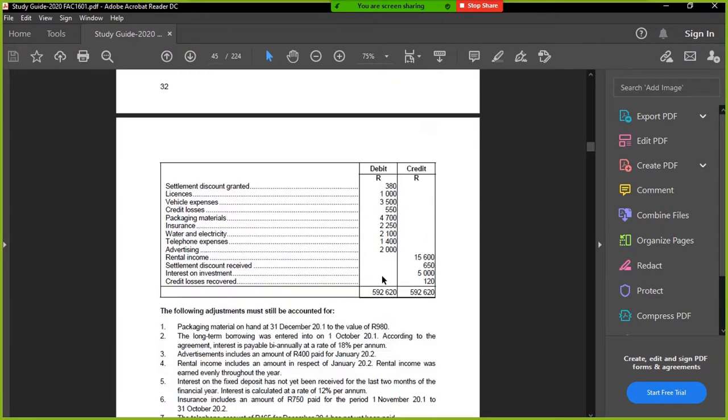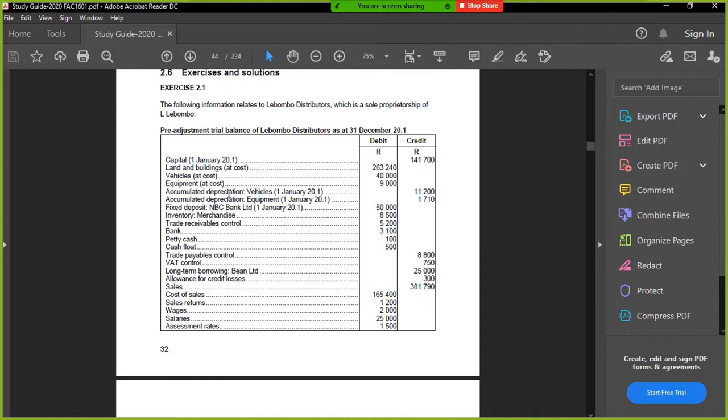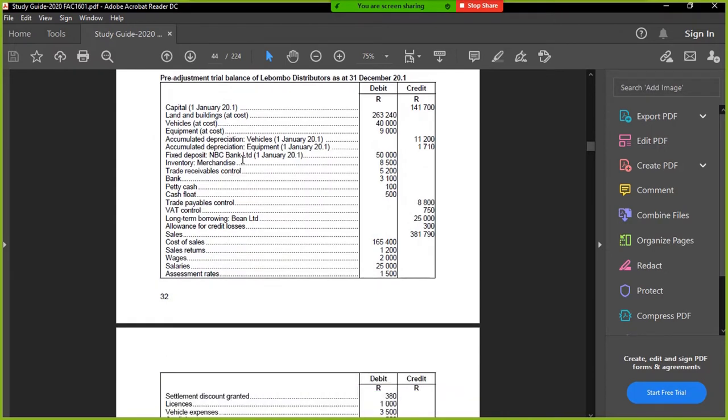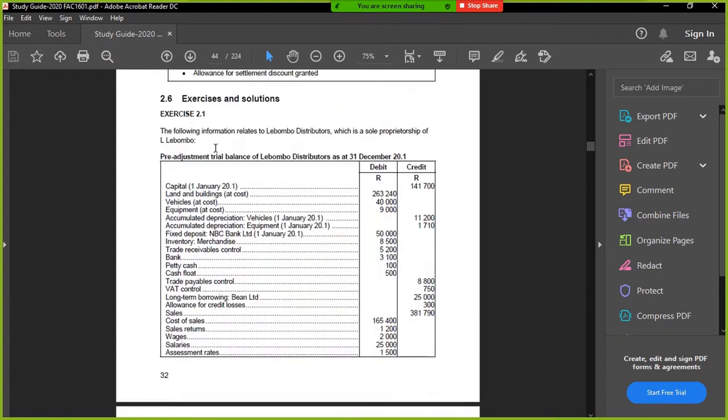This is 2.1. Okay, 2.1 was completed for you. So 2.1, you can actually go back and try to do it using the same approach. Okay, so what I'm going to show you is exam technique. This could have been an exam question and they've asked you for everything.